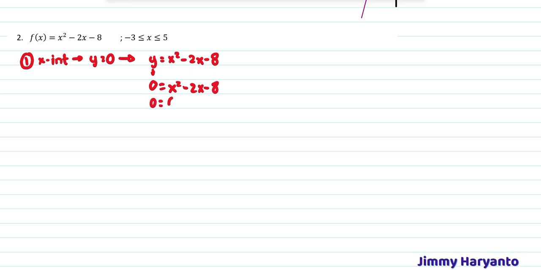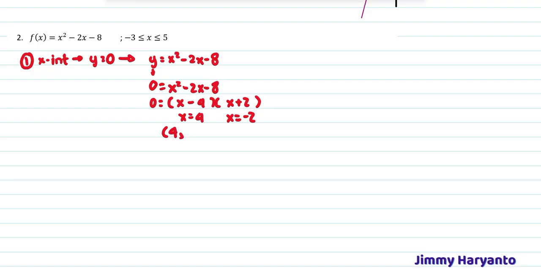And because this is a quadratic, to find the value of x, you have to factorize. I will factorize it for you like this, and then x equals 4, x equals negative 2. If you cannot factorize the quadratics, you can ask me later in the class. I will teach you privately. And then from this result, we already have 4, 0 as the first x-intercept and negative 2, 0 as the second x-intercept.